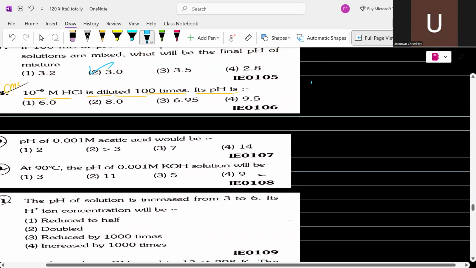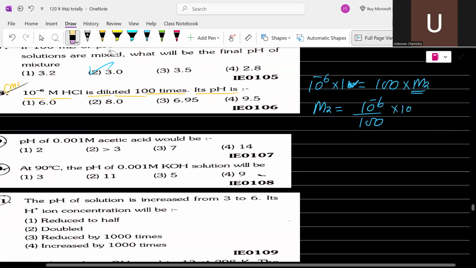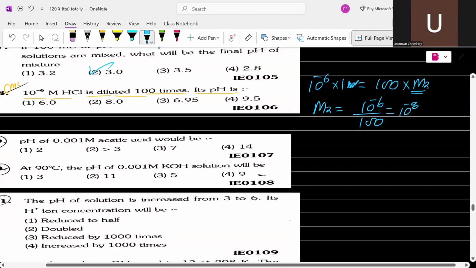So here 10 is to power minus 6, sorry, not minus 6. Suppose I am taking 1 ml, right? And V2 is 100 ml and M2. If we will use this concept, please understand. So here M2, we will get 10 is to power minus 6 divided by 100, right? One volume. So it will become 10 is to power minus 8.